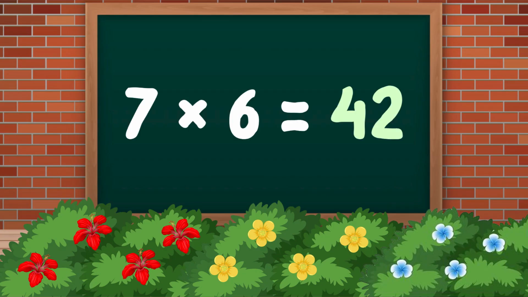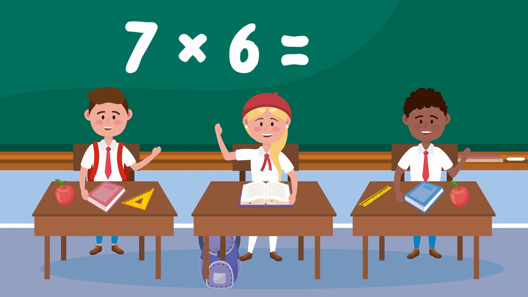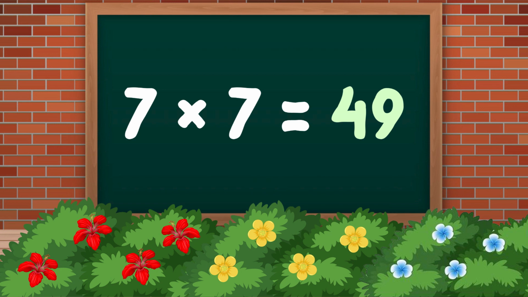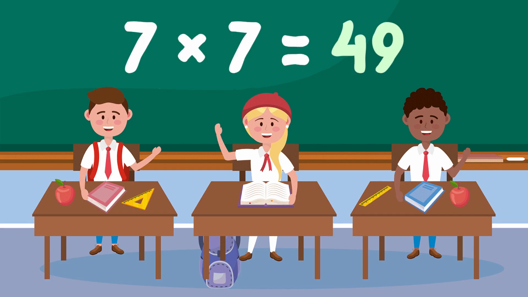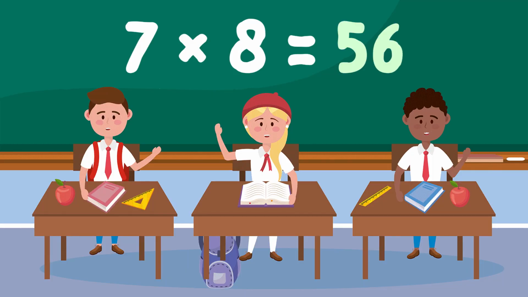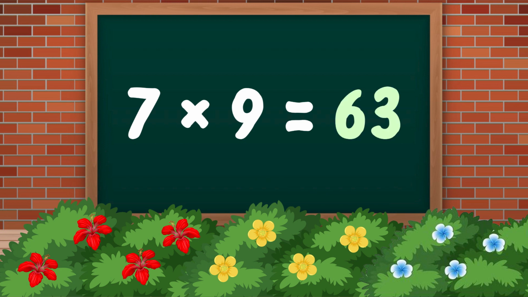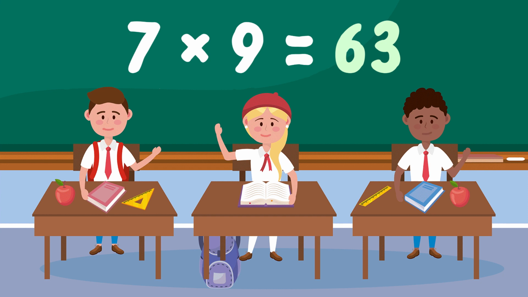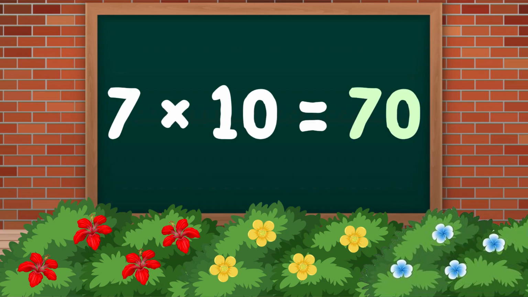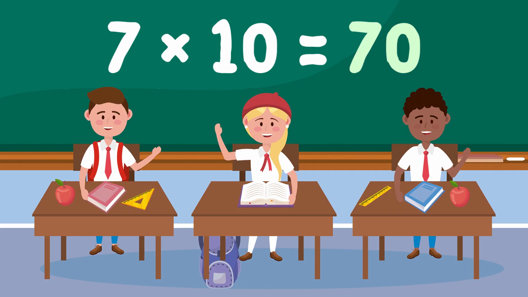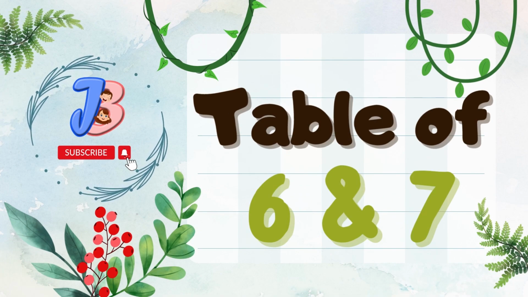7 six are 42. 7 sevens are 49. 7 eights are 56. 7 nines are 63. 7 tens are 70. Hope you learned the table of 6 and 7.